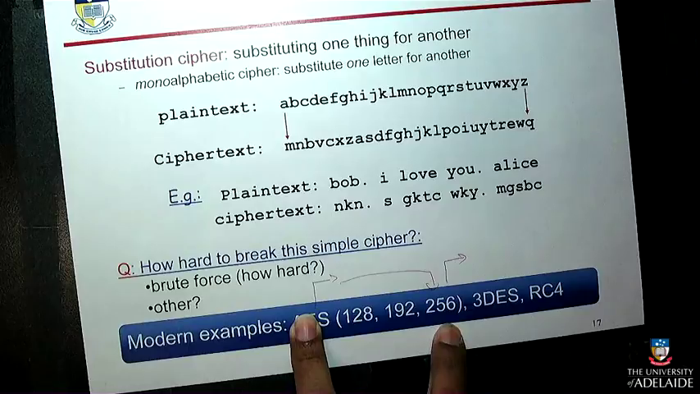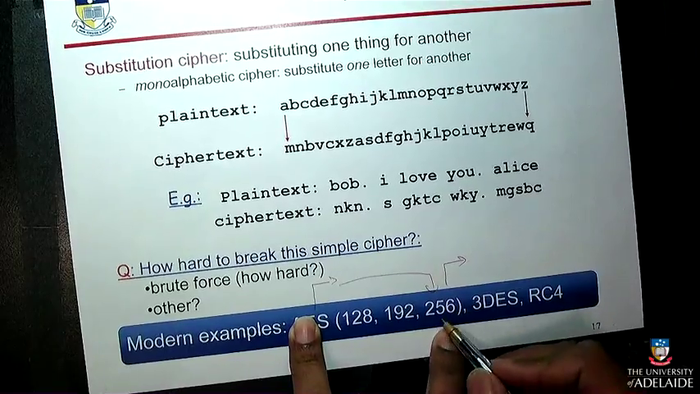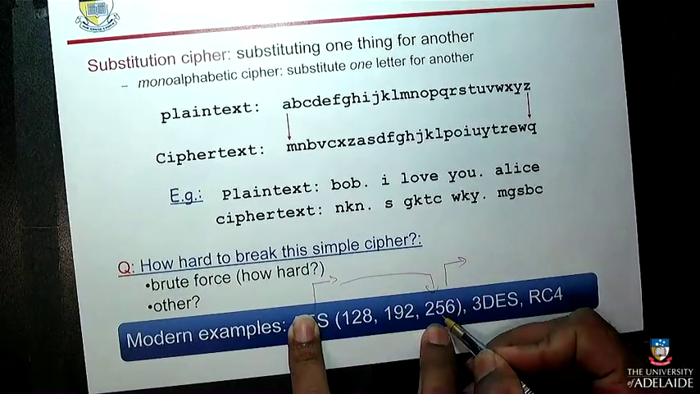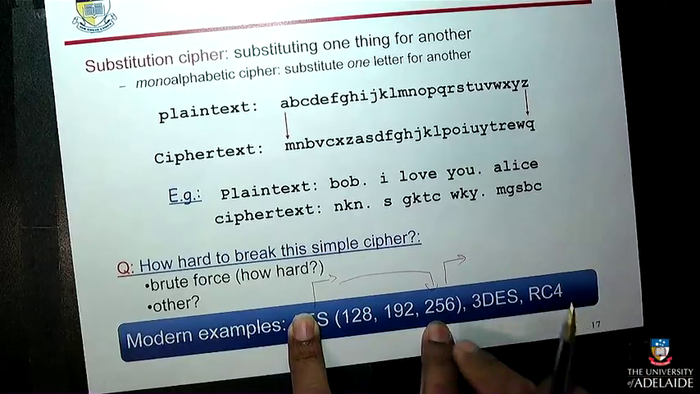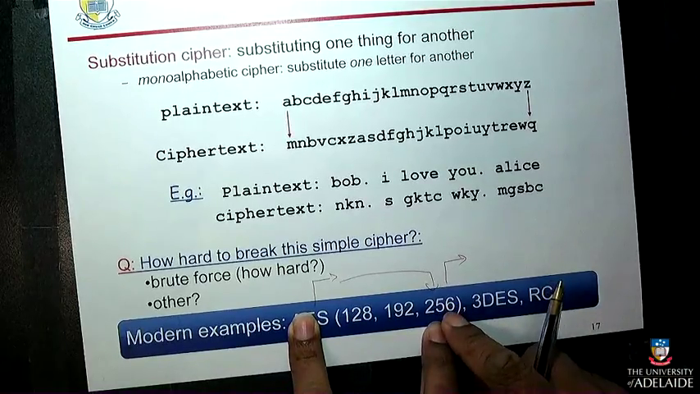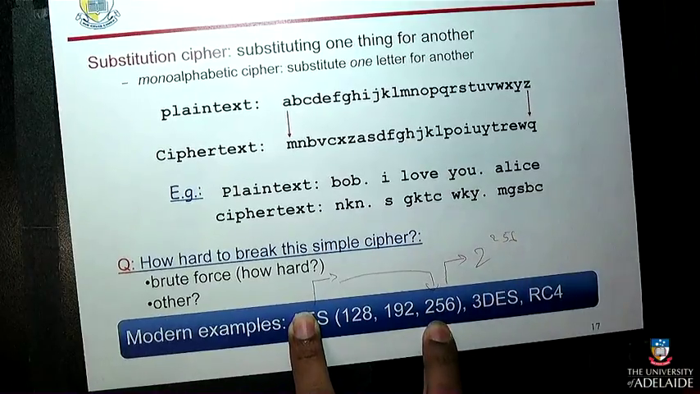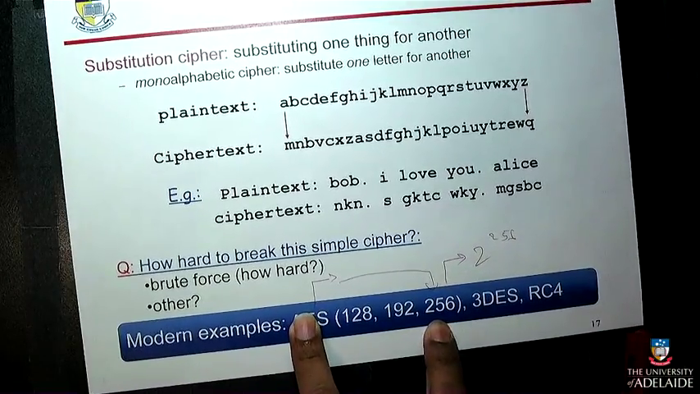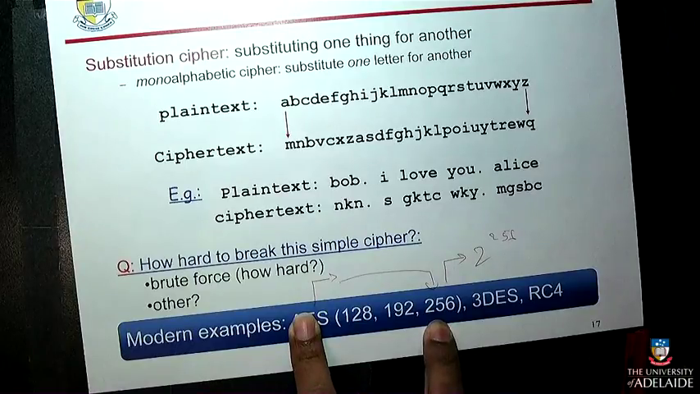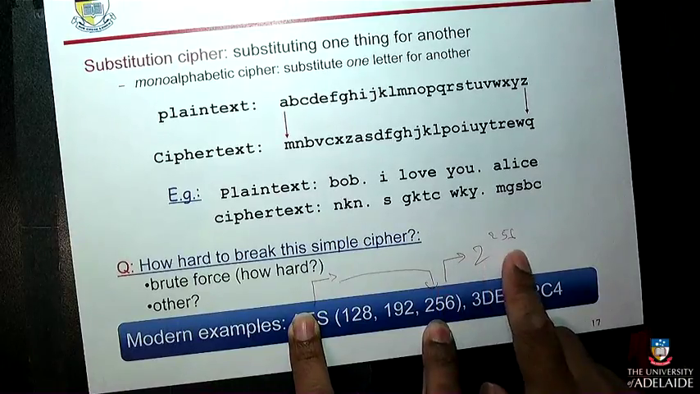No, now we have a key of 256 bits. How many different numbers are there for the key? Possible numbers are there? 2 to the power 256, that's right. That's a really big number, right? Before it was 26 factorial, but now it's 2 to the power 256.